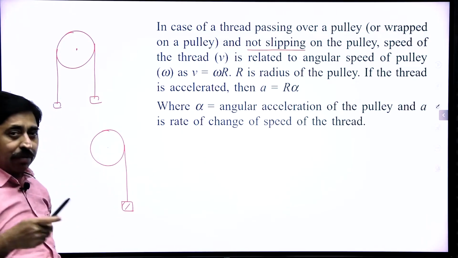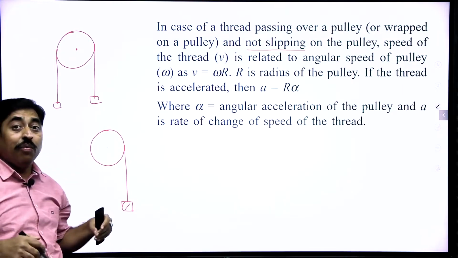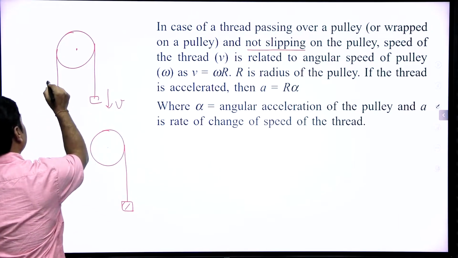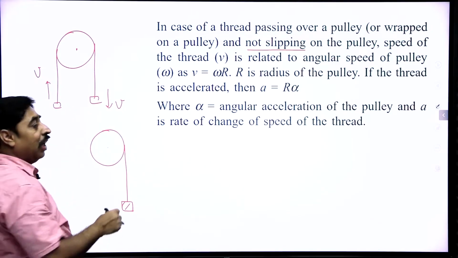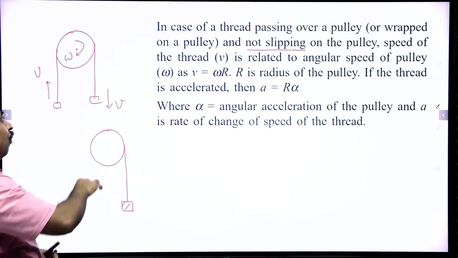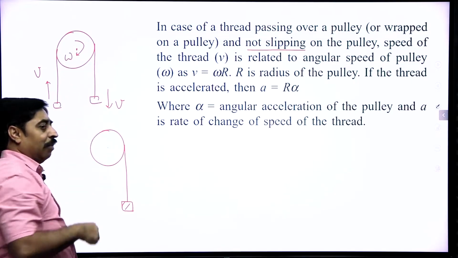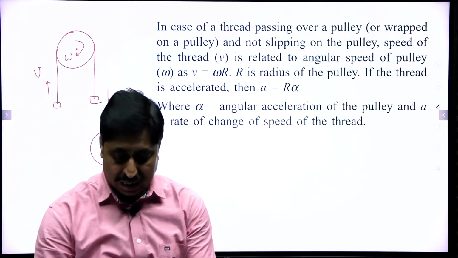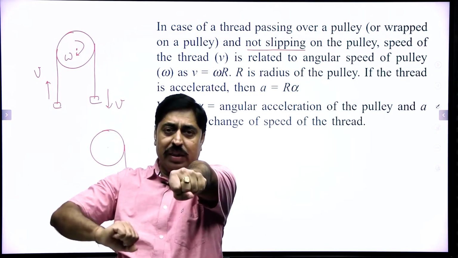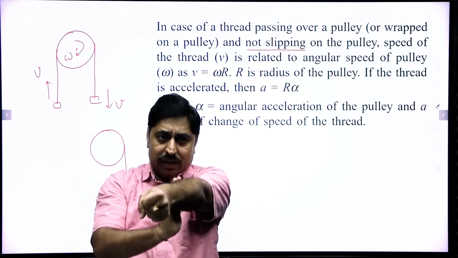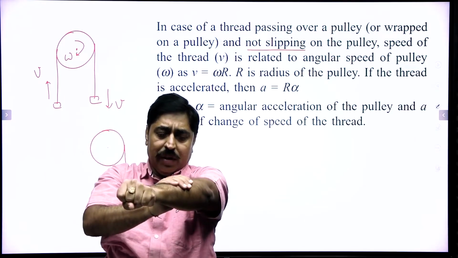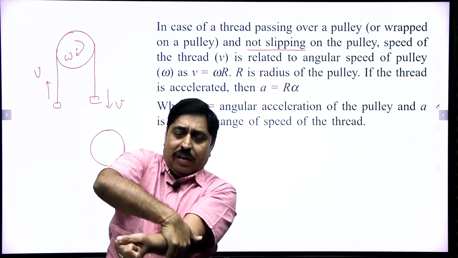When so is the case, then v is always equal to omega r. What is v? If this object is coming down with velocity v and this is going up with velocity v, this pulley is rotating with angular speed omega. Now, the pulley cannot remain stationary and thread passes over it. Then we cannot say that thread is not slipping. When the pulley is stationary and thread is passing over it, there is clear slippage. When there is no slippage, that means the thread moves with the pulley.